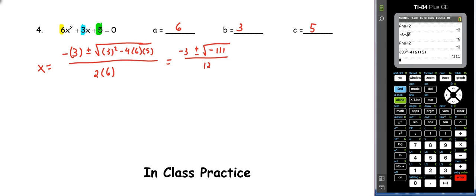Now, notice that this is a negative number under the square root. Remember that we can't take the square root of a negative number. So anytime you have the square root of a negative number in our quadratic formula, this is going to be a no real solution.